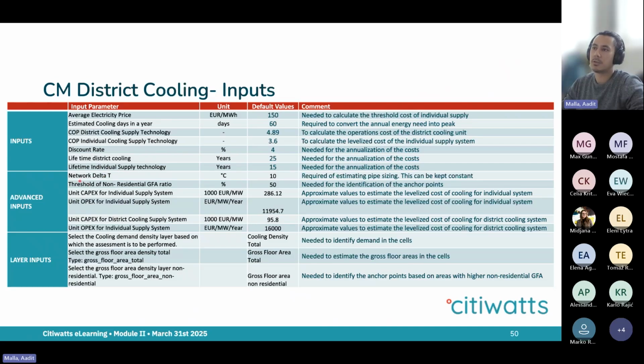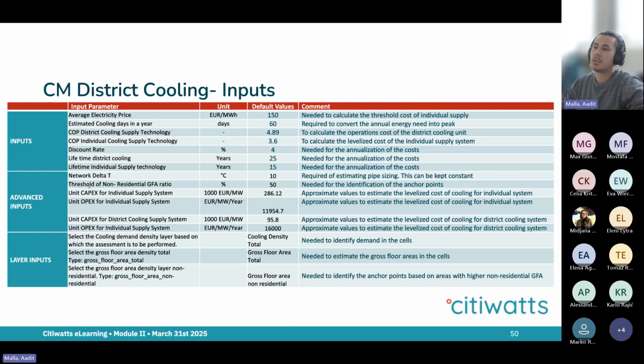Also, the user is able to change the delta T. By default, the provided delta T is 10 degrees. But in general, district cooling networks could vary from, let's say, 9 to 15 degrees as well. But if the information is not available, I think still sticking to 10 degrees would make sense.